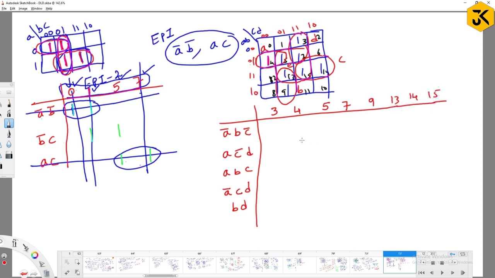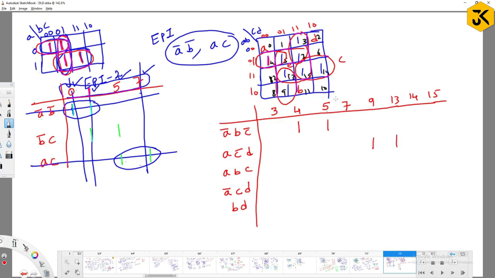What is the reason for getting A bar, B, C bar? So you are getting it because of 4 and 5, right? So for 4 and 5 you have to place ones. What is the reason for getting A, C bar, D bar, A, C bar, D? Because of 9 and 13.